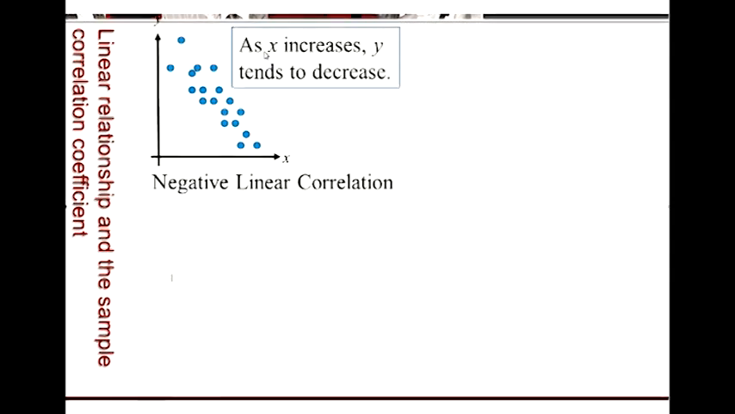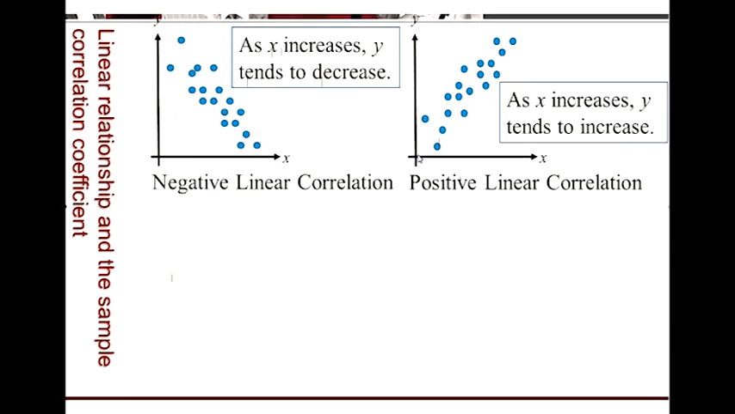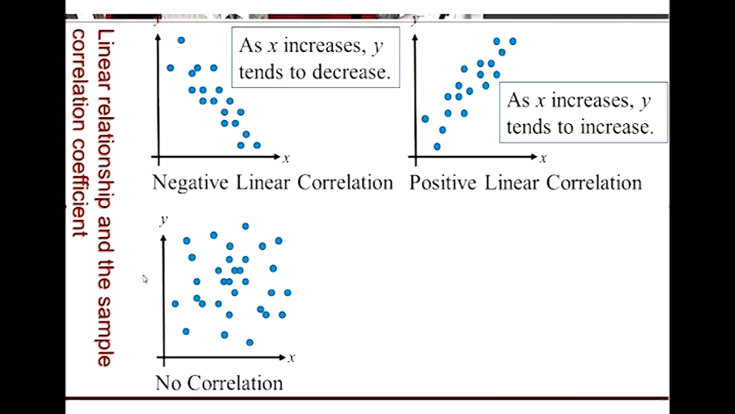So here is a group of points that have a negative linear correlation. As x increases, y decreases. A positive correlation would be as x increases, y also increases. Sometimes there's really not much of a correlation. They're just sort of all over the place.